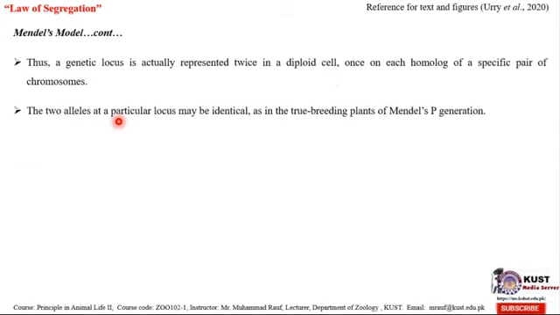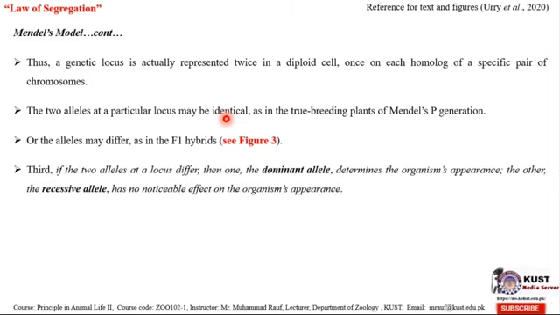The two alleles at a particular locus may be identical or they may be different from one another, as in F1 hybrids. If the two alleles at a locus differ, as in F1 hybrids, then the dominant allele will express itself and the recessive allele will be masked. The recessive allele cannot express itself in heterozygous condition. It will only express itself in the F2 generation when it appears in homozygous form.